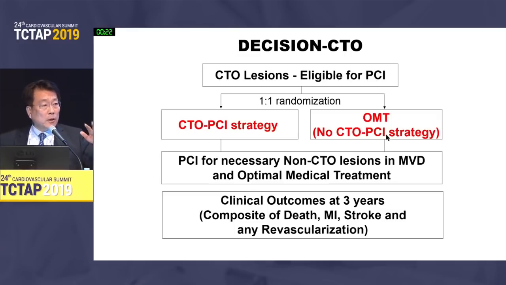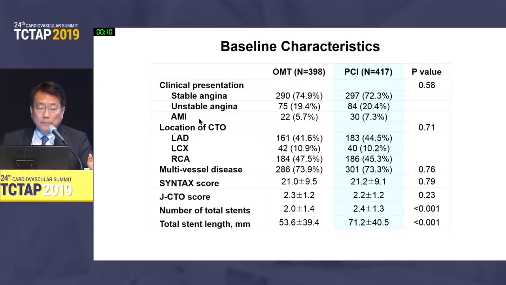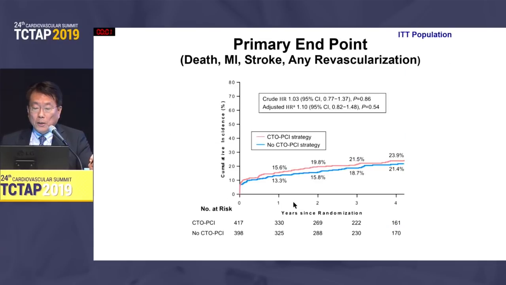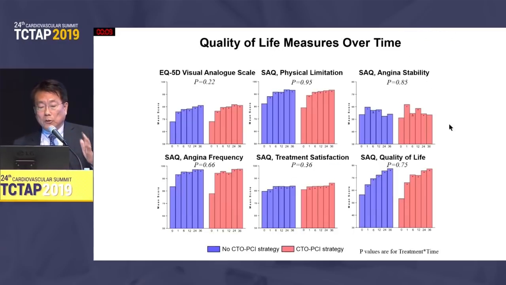The meaning is that, to be honest, we compare single vessel CTO opening up with medical treatment in the DECISION-CTO study. Clinical findings were well matched and stable, and LAD was more common. Multi-vessel disease was included in 74%, with a SYNTAX score of 22 and a J-CTO score of 2.3. For the primary endpoint of death, MI, stroke and any revascularization, by intention to treat there was absolutely no difference. In the as-treated population, no difference either.